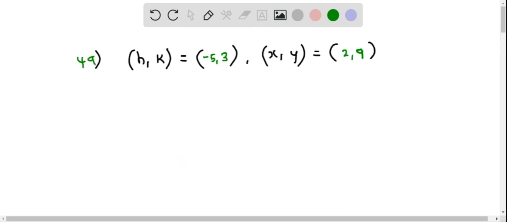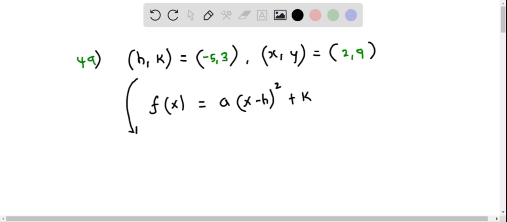Let's do question 49. Here we have h, k equals negative 5, 3 and the point is given as 2, 9. So first let me write the quadratic function in vertex form. So f of x equals a times x minus h quantity squared plus k. So once again we put the h, k into this.